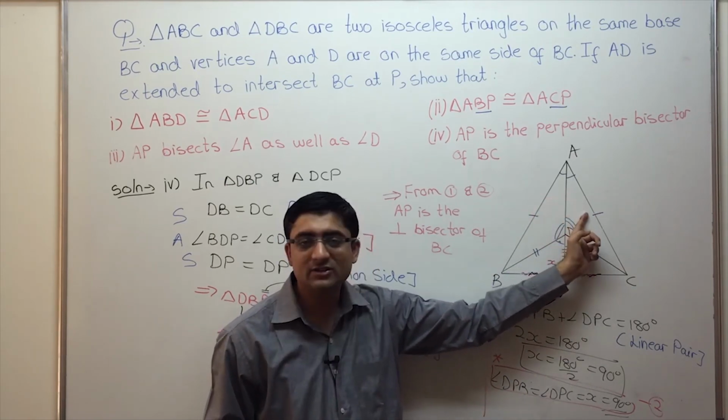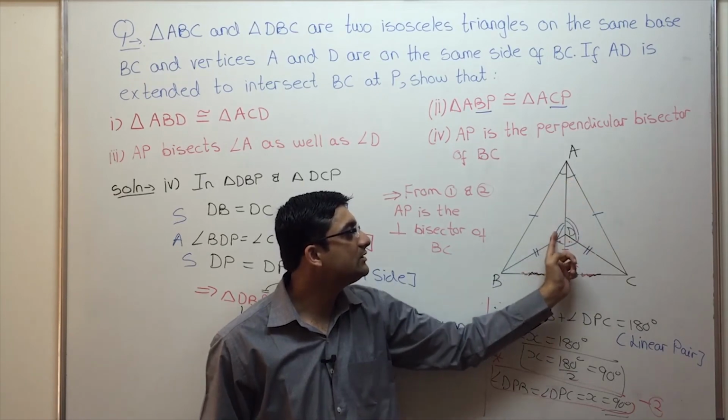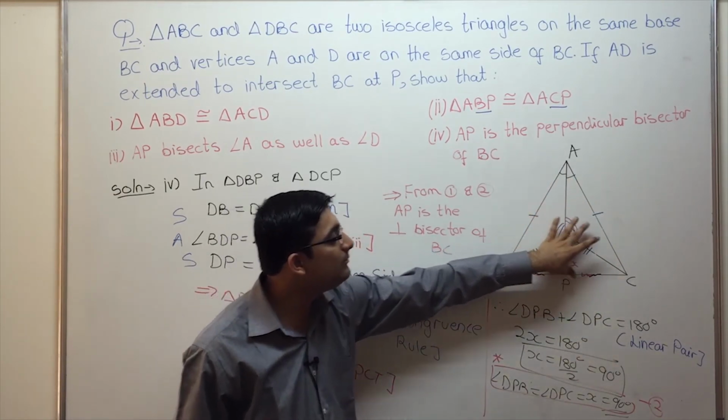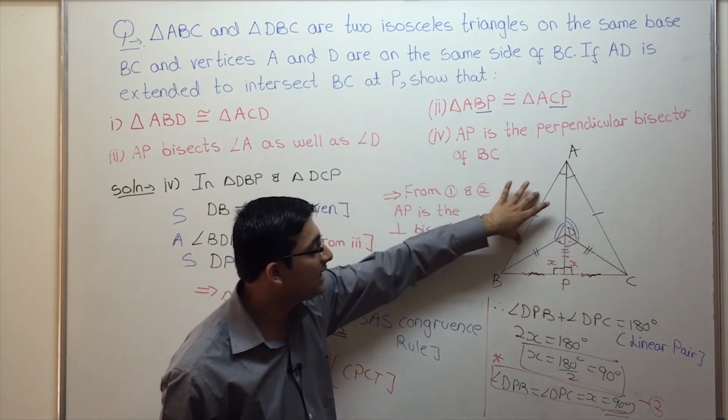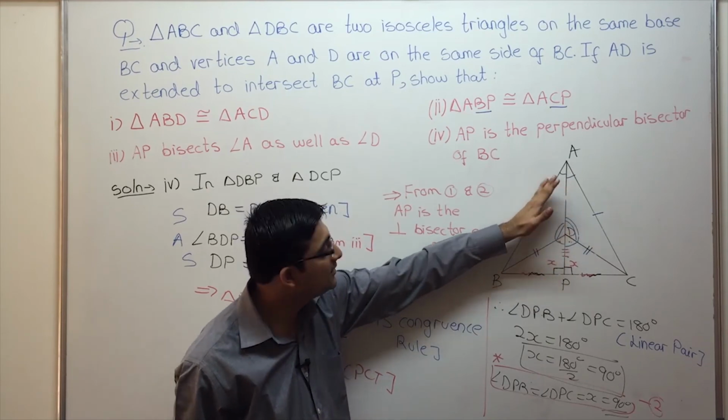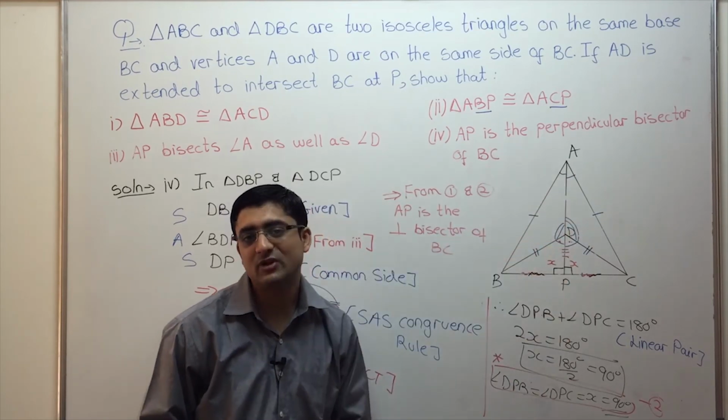Now since these two triangles are congruent, these two angles are equal. These two angles are equal. These two angles are equal. Next we have to prove triangle ABP is congruent to triangle ACP. So again, AB is equal to AC. This angle is equal to this angle. AP is a common side. So by SAS criteria, the two triangles are congruent.